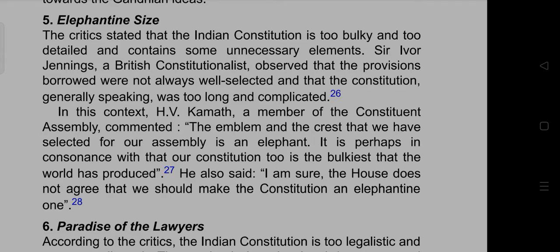In this context, H.V. Kamath, a member of the Constituent Assembly, commented, "The emblem and the crest that we have selected for our assembly is an elephant. It is perhaps in consonance with that our constitution too is the bulkiest that the world has ever produced." He also said, "I am sure the House does not agree that we should make the constitution an elephantine one."